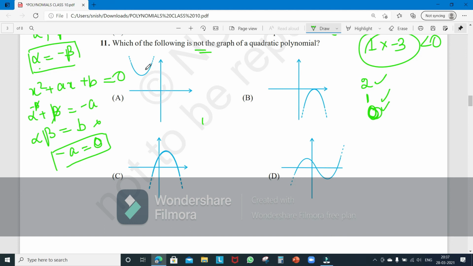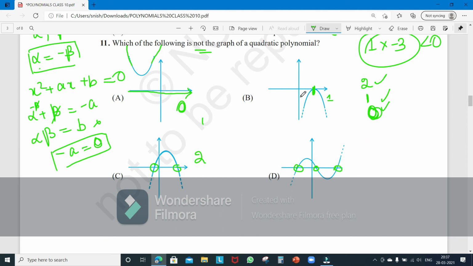In the first graph, there are no roots because the graph does not intersect the x-axis at any point. It just keeps continuing like this. It might intersect the y-axis, that doesn't matter, but it doesn't touch the x-axis. So the number of roots is 0. Here the number of roots is 1, the place where it touches the x-axis. Here it touches at 2 points, so there are 2 roots. But here it touches at 3 points, 1, 2, 3.